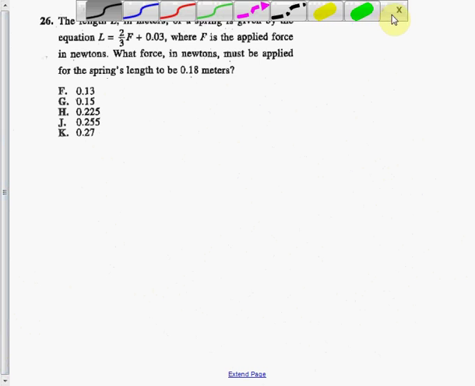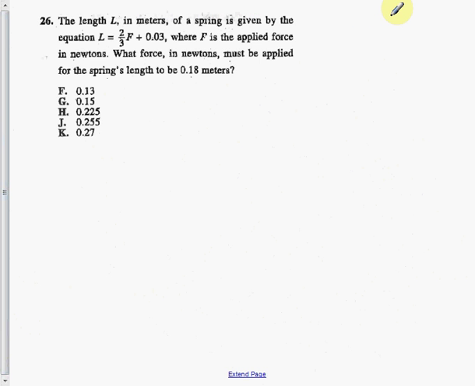Let's see. Yes. So the length L in meters of a spring is given by the equation L is equal to 2/3 F plus 0.03, where F is the applied force in newtons. What force in newtons must be applied for the spring's length to be 0.18 meters? So what is F if L is equal to 0.18?